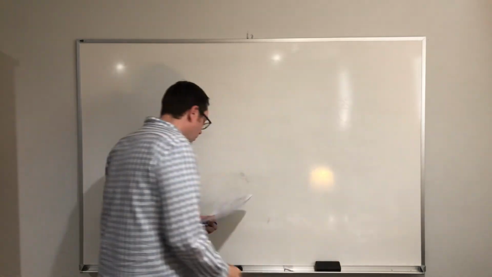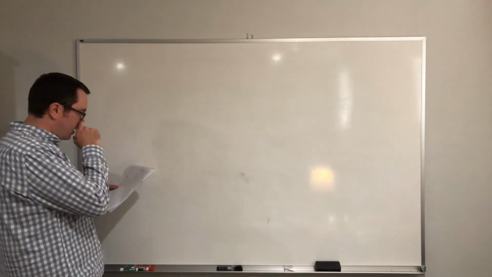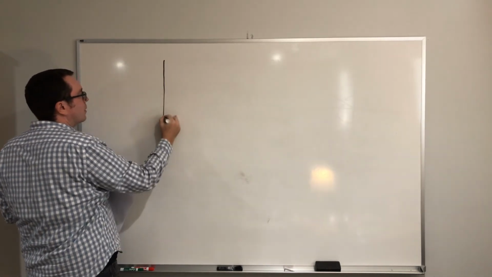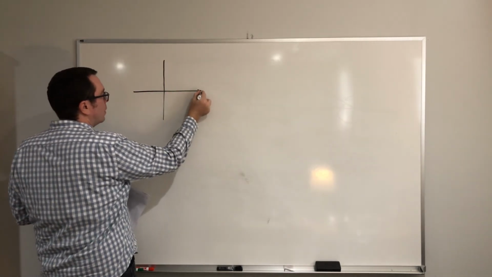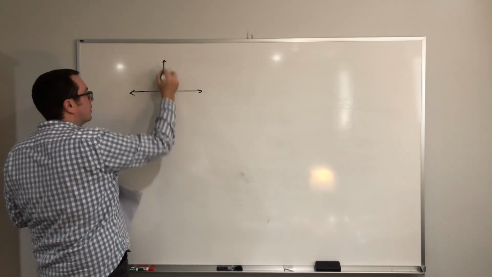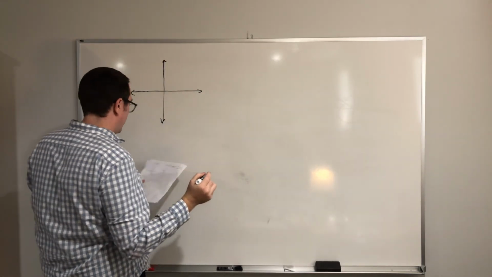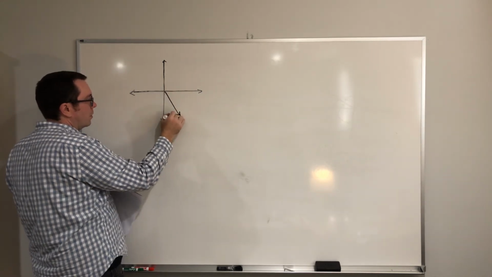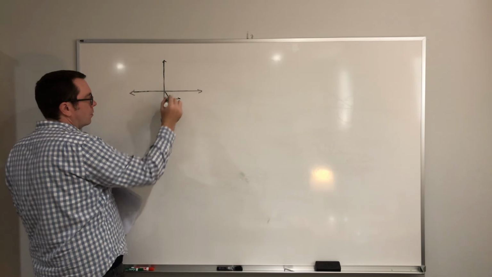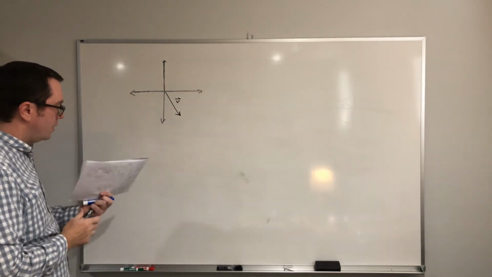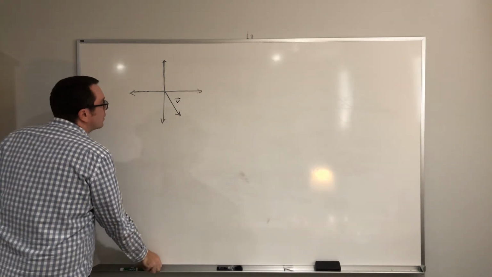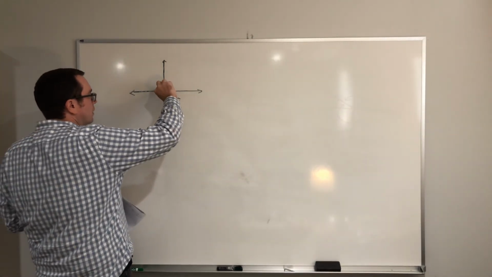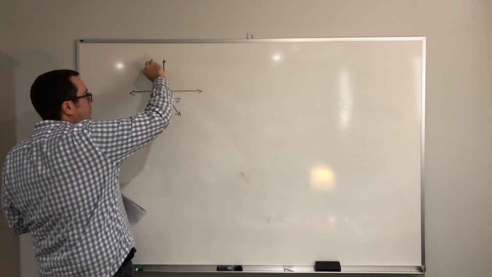Okay, so let me just say, let's say this. I just want to talk about this a little bit. So let's say we have a vector in standard position. Let's say the vector is like so. One thing I want to be sure to mention is that negative v is literally just the opposite direction and same length.